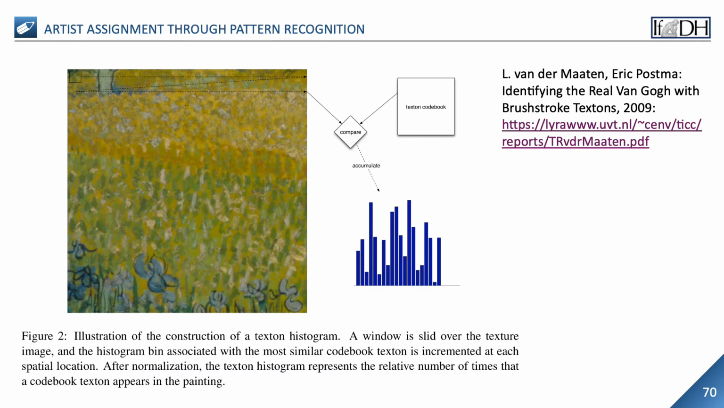Another approach follows the grouping of textons in a painting, that is, of representative patches, and compares the shapes in texton histograms. The distribution of texton histograms in Van Gogh's work differed not only from those of other contemporary painters, but also from his earlier works.